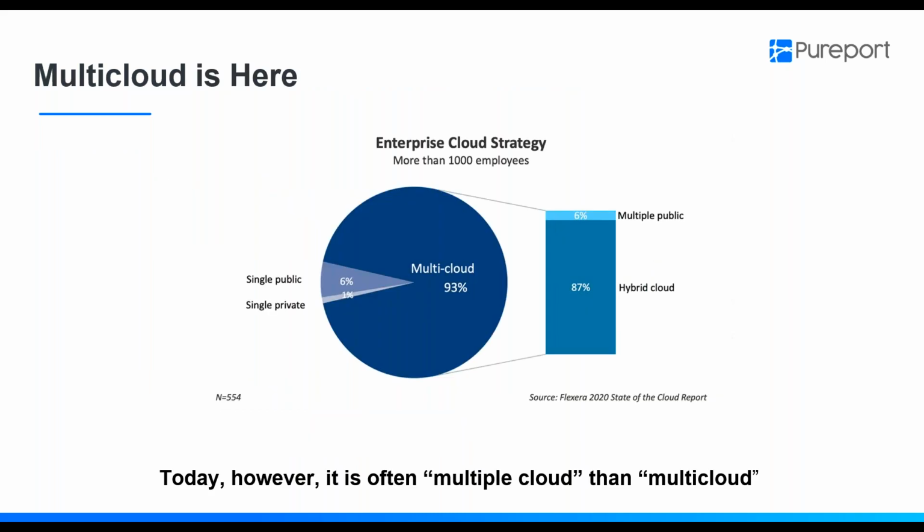I think it's evident that the era of multi-cloud is truly upon us. In Flexera's 2020 State of the Cloud report, it said that 93% of enterprises, large enterprises, are now leveraging a multi-cloud strategy. It's a really staggering number, but I'm not sure it tells the whole story. We believe that a lot of those organizations are leveraging what I would describe as a multiple cloud strategy, but not yet a multi-cloud strategy.